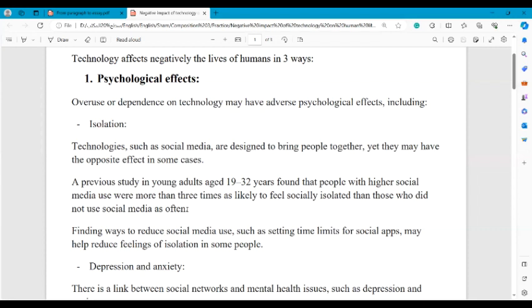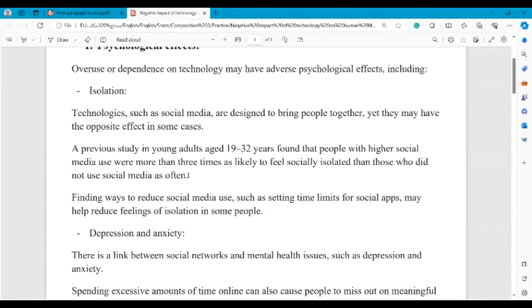So finding ways to reduce social media use, such as setting time limits for social apps, may help reduce feelings of isolation in some people. This is like a solution or suggestion, اقتراح, in order to reduce, نقلل, social media use, to limit social apps in order to get rid of isolation, لحتى نتخلص من what? Isolation, الانعزال. So this is an example of psychological effects.